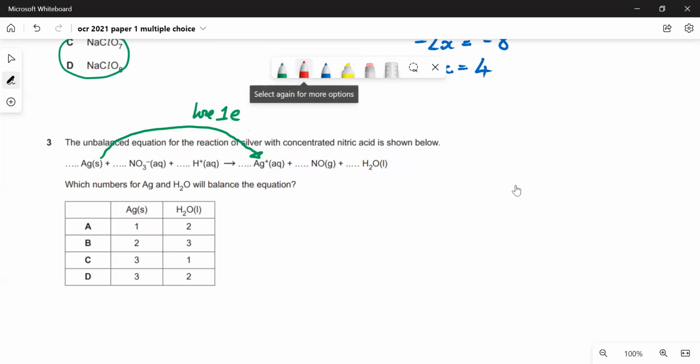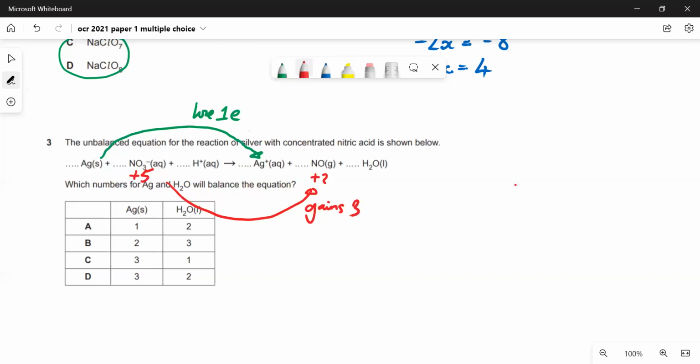Let's look at the nitrogen, okay? Because that changes. The nitrate ion is a +5 oxidation state, and here it's got a +2 oxidation state. So if we go from +5 to +2, that means it's gaining 3 electrons. So because the silver is only losing 1, we need 3 silvers for each nitrate. So the balancing number there is going to be a 3. We're going to have to put a 3 there.